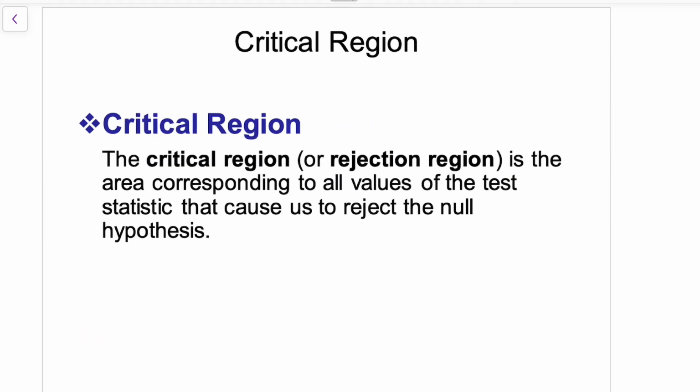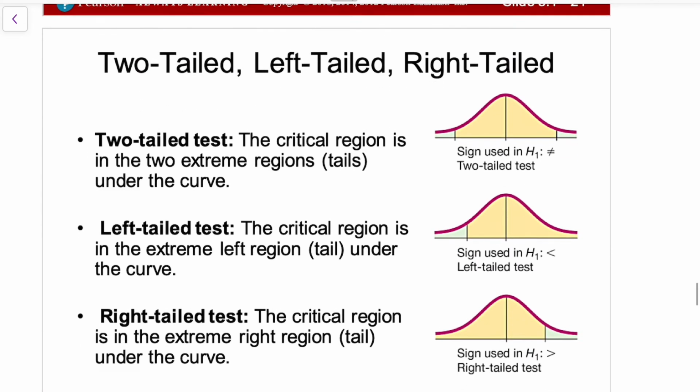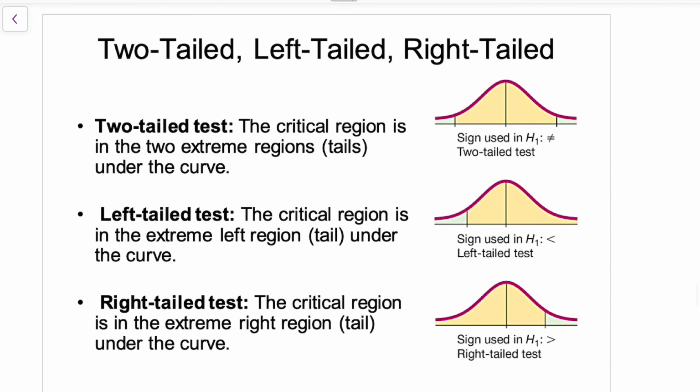Once we've found our test statistic and have our significance level, what we need to do is determine our critical region. The critical region, or rejection region, is going to be the area that corresponds to all the values of our test statistic that will cause us to reject the null hypothesis. Here are the 3 different types of critical regions we can have, and they are called different-tailed tests.